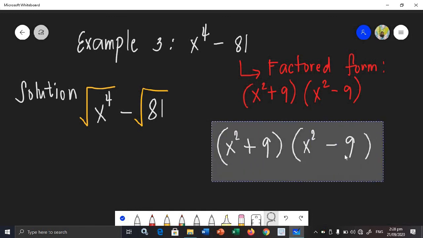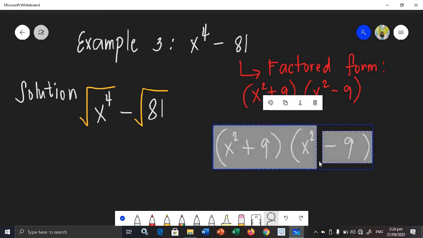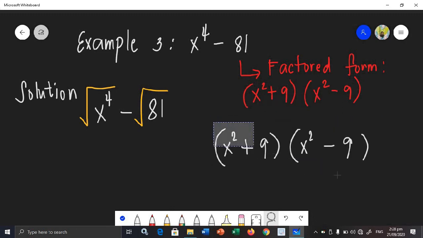I'm going to move here. Move this. Ayaw niyang magalaw.